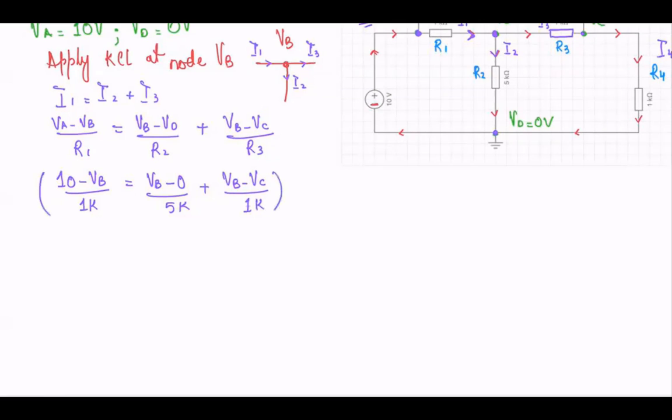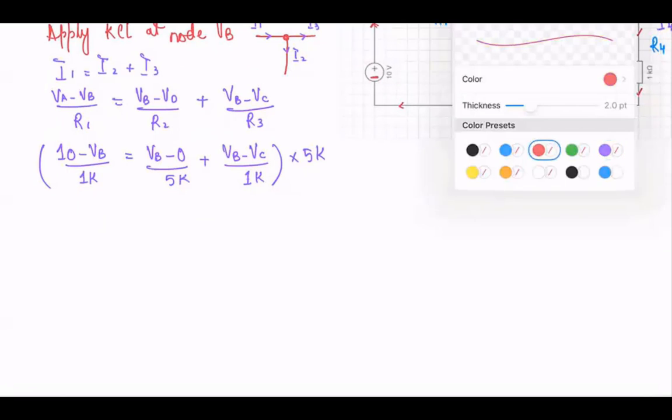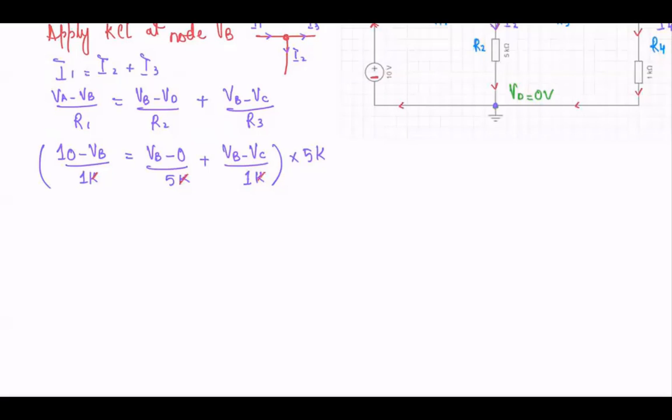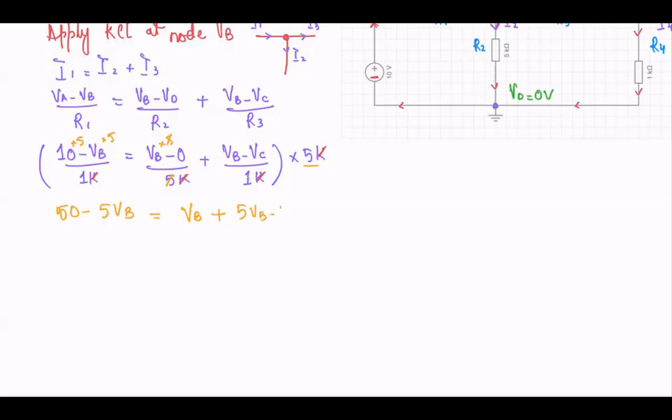Now again, just for the sake of simplicity, I'm going to multiply this whole equation by 5K. Remember that all these K in the denominator will cancel out, right? What I would be left with is 50 minus 5 VB equals, times 5, you get 5, but this 5 and this 5 will cancel out, right? So you get VB. 5 times 0 is 0. Plus I have 5 VB minus 5 VC.